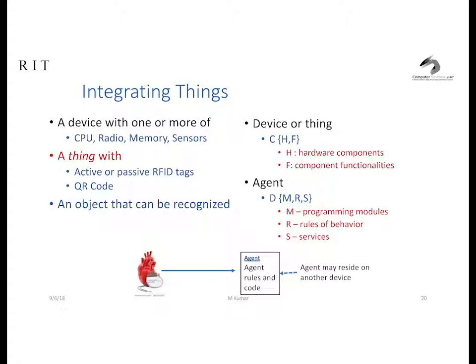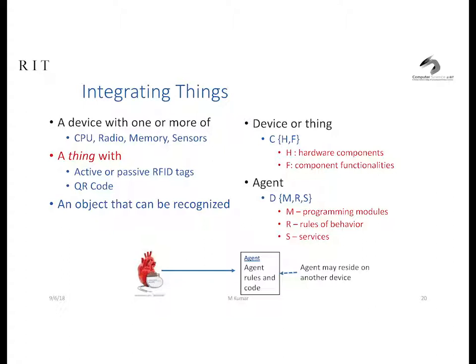So basically, a device has one or more of these, like a CPU. For example, a sensor has a CPU, has some sensing capabilities, has some memory, and it can communicate. So that means it has a radio. Okay? So it can be described as a device.